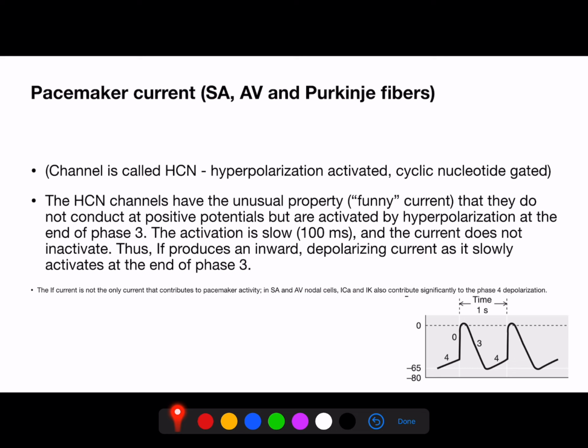Like I said before, this is the pacemaker current. I already explained it. These are activated via hyperpolarization. It's very important. And there are no cells in the body which exhibit this specific feature. So they are very special, and that's why they are called funny, because they act totally different than every other cell.